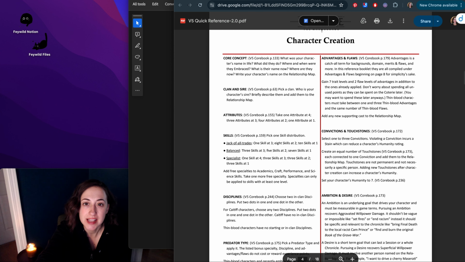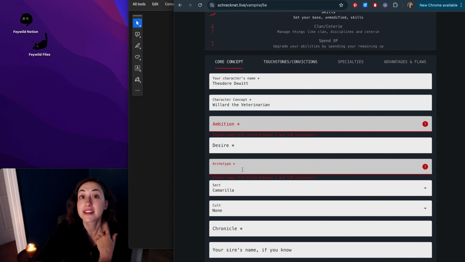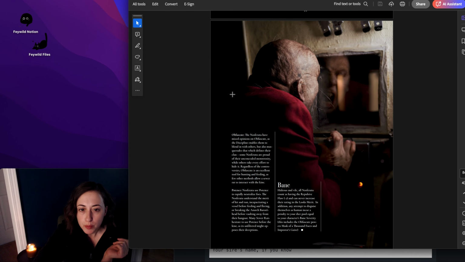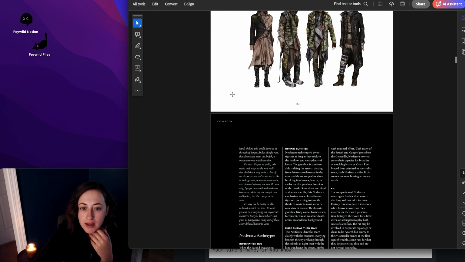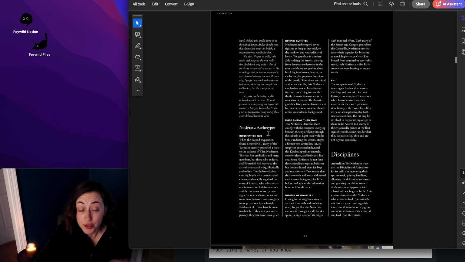And because I picked Nosferatu, I know I'm going to be disfigured. And the disciplines I would really like to lean into are related to animalism. So I really want this vampire to be animal centric. And it's gonna lean into your archetype. If you saw, there were archetype suggestions. So you don't have to pick one of these. You can make your own or combine two concepts.